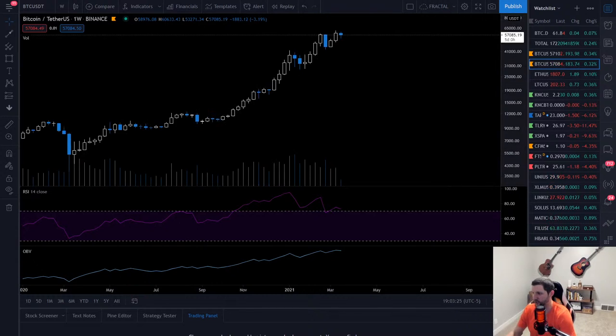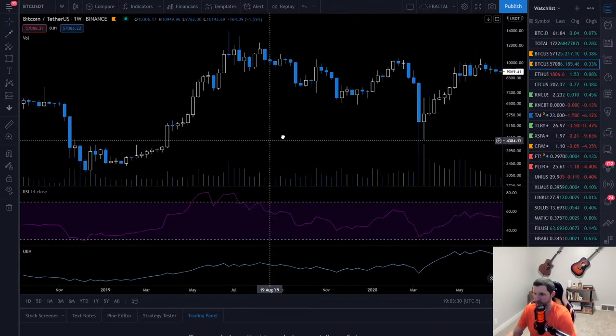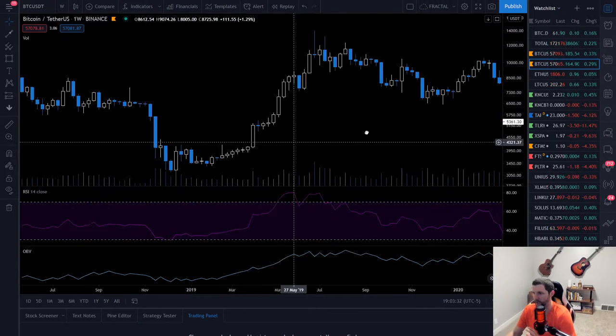Okay, and remember, that was traditional bearish divergence. That's all we care about right now. There's hidden bearish and hidden bullish divergence. And we can talk about those later.